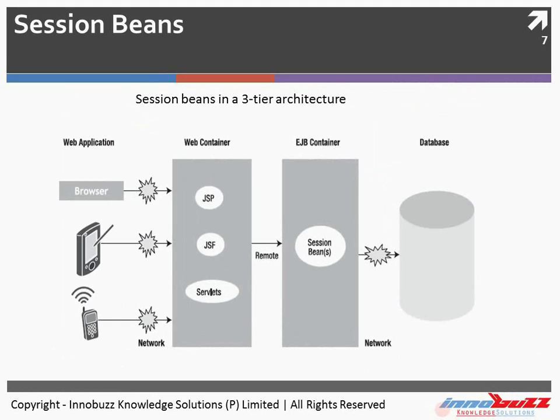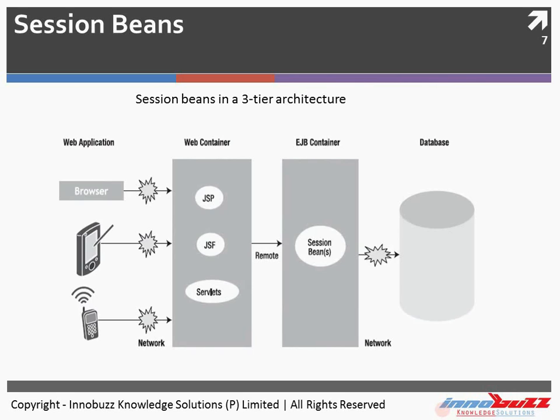So this is the basic session bean in a three-tier architecture, where we have browsers or mobile phones or PDAs, all these devices accessing web applications through the web container and EJB container, which run on the application server, which in turn accesses the database for any kind of data. So this is where the session bean will be located in the EJB container for getting its task done.